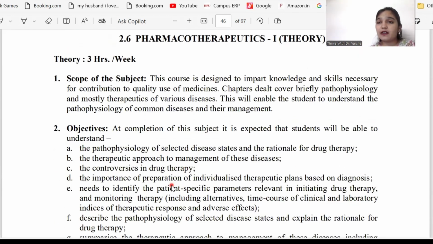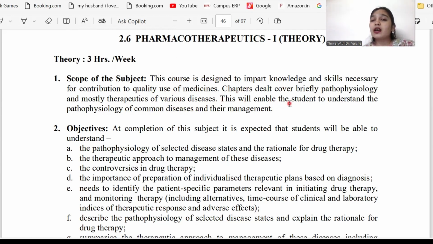Our sixth subject is Pharmacotherapeutics 1. Why will you study this subject? As I have told you during pharmacology, the same scope applies for therapeutics, because it's a basic skill, because we are going to work in a clinical setting. We should have knowledge of pharmacotherapeutics. This course is designed to impart knowledge and skill necessary for contribution to quality use of medication. And who are we? Medication experts. That's why we should know how to use medicines appropriately.